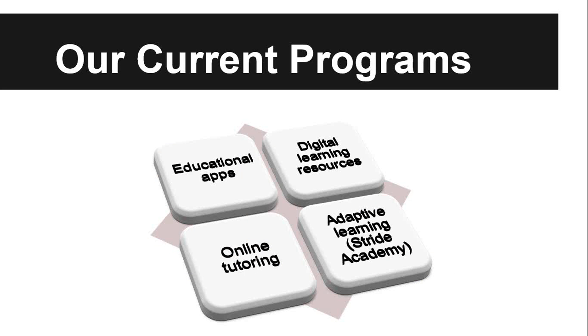These are the four ways that we're using it at School on Wheels and the ways that you'll be able to use it with your students. The first is through educational apps, which Ryan will talk about in a minute. We're also going to point you to different digital learning resources that are online. There are a lot of great free nonprofit organizations that have websites with a great deal of learning resources. Online tutoring, which we'll demonstrate, and then adaptive learning, which was what I was referring to when talking about the rotation model in the traditional classroom. And we're using a program called Stride Academy, and we're going to show that to you in a little bit.